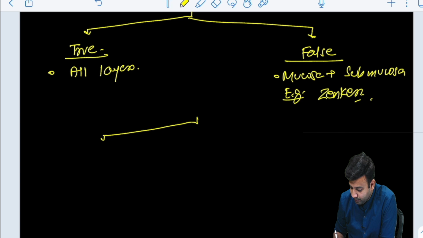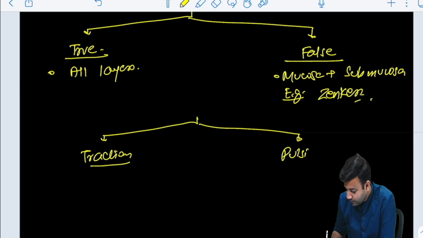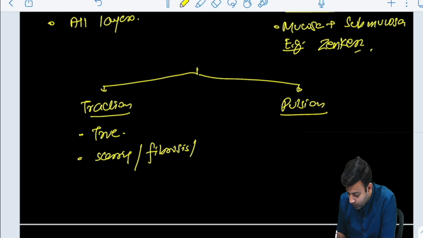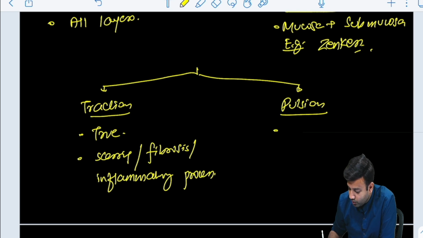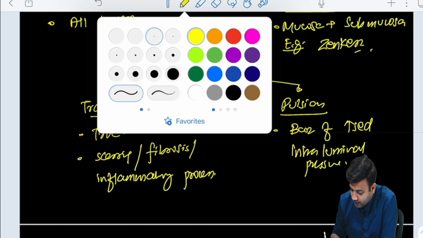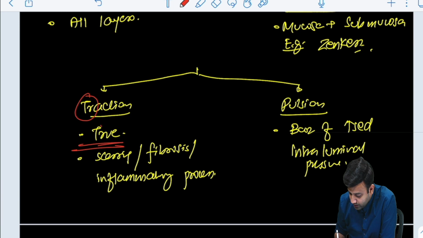Also, a diverticulum can be classified as traction diverticulum or pulsion diverticulum. This traction diverticulum is a true diverticulum, and it happens because of scarring, fibrosis or any inflammatory process. And the pulsion diverticulum occurs because of increased intraluminal pressure. So the traction diverticulum is a true diverticulum.